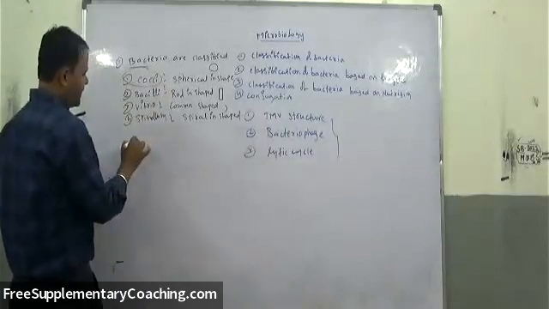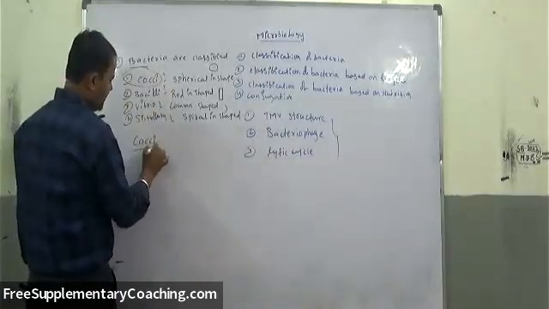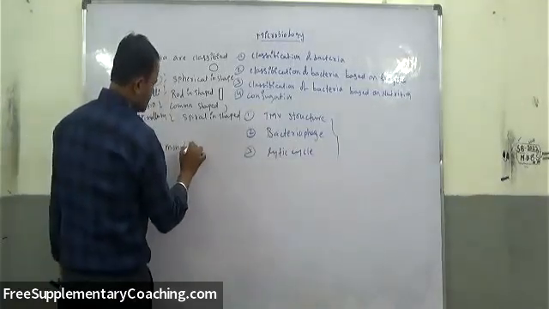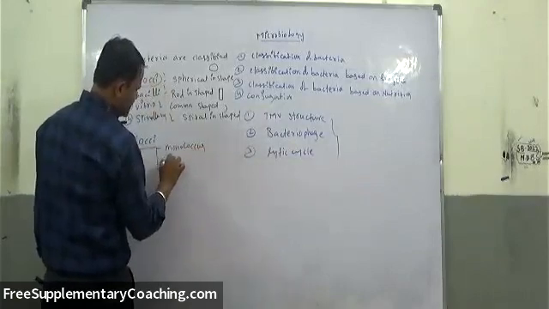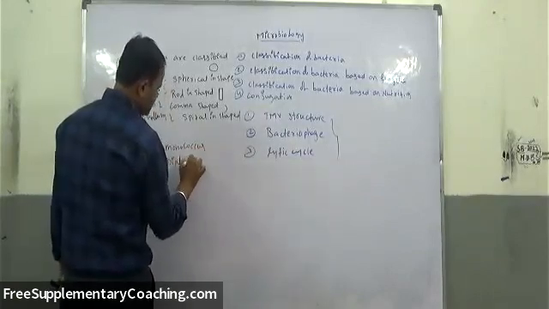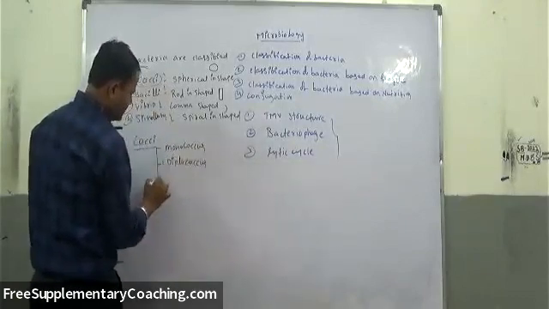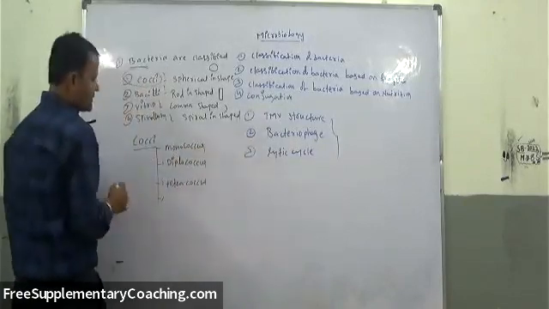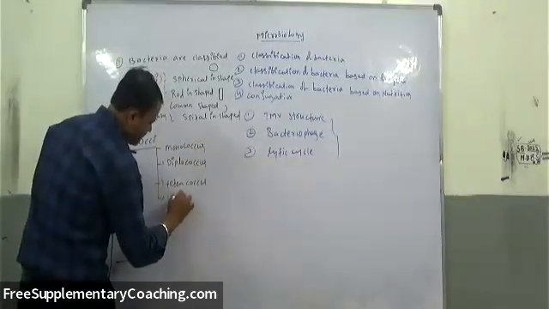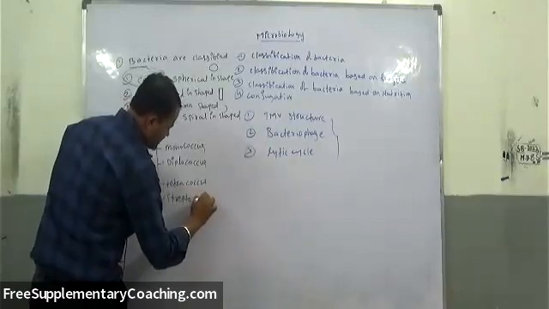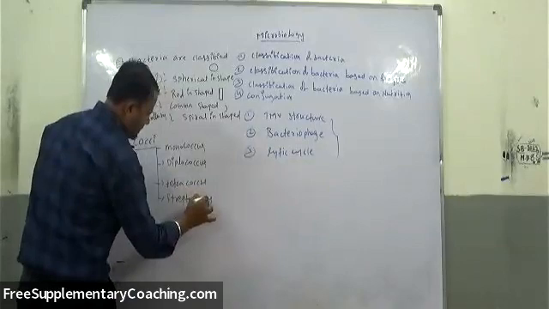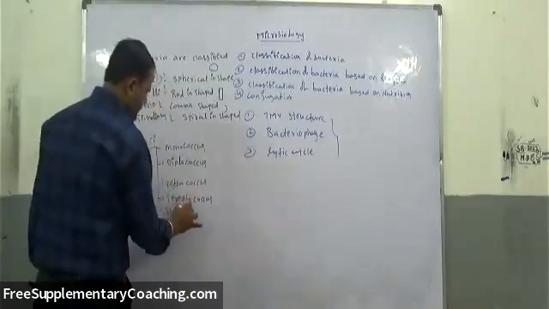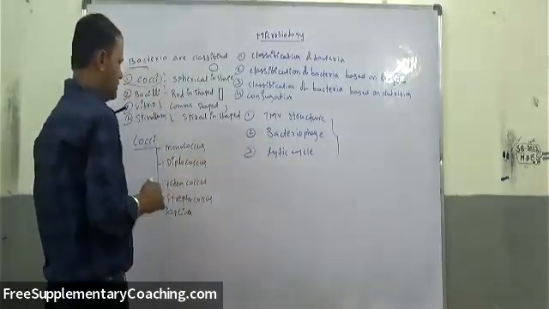Cocci is further divided into what? Monococcus, diplococcus, tetracoccus, streptococcus, and sarcina.